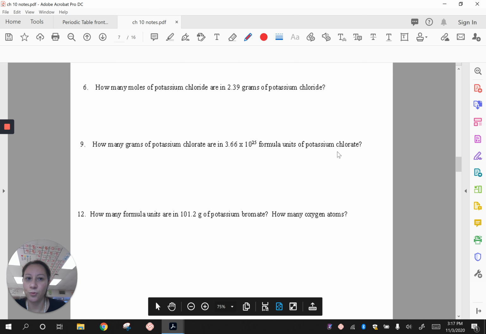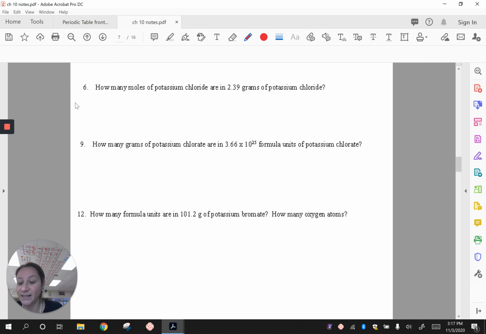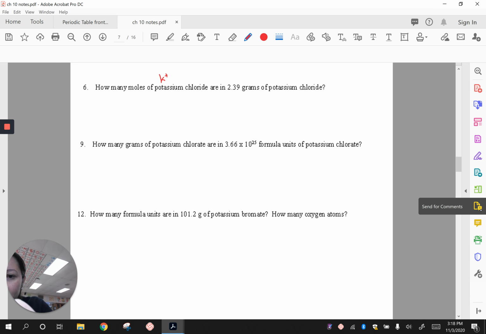Let's go to number 6 next. Number 6 says, how many moles of potassium chloride are in 2.39 grams of potassium chloride? So I'm going to figure out what potassium chloride is. This is ionic. Potassium is K+, chloride is Cl-, so potassium chloride is KCl.